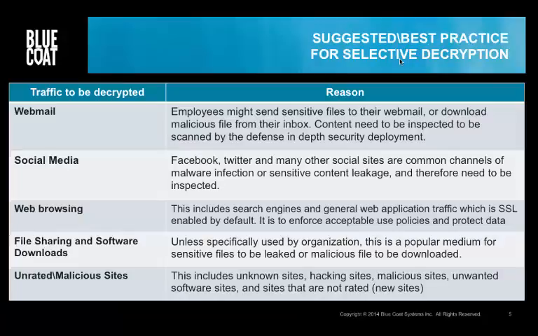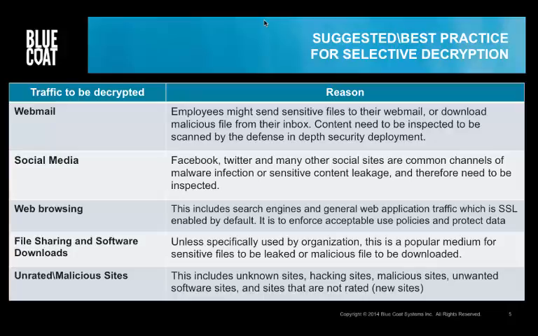Here is an example of best practices on using host categorization service on SSL Visibility Appliance for creating rules and policies for decrypting traffic selectively. In this example, you may want to decrypt the traffic to categories like webmail, social media, web browsing, file sharing, and software downloads, and of course to unrated and to categorized malicious sites. And you may want to do that because you want your other security devices like malware detection devices, AVs, DLPs, to scan the traffic coming in and out of these services to protect your users and your business.